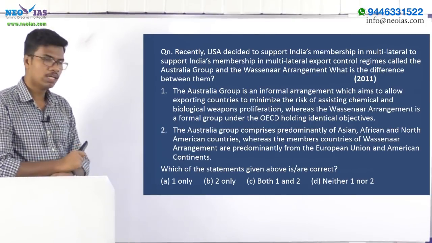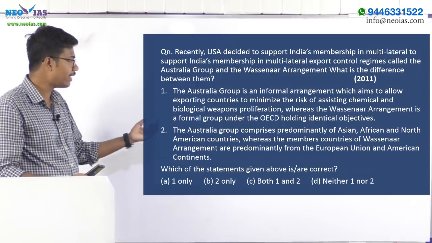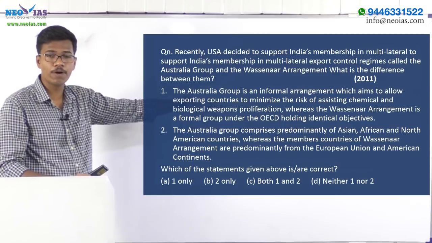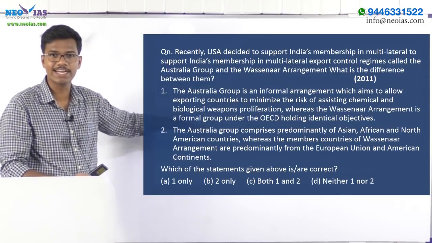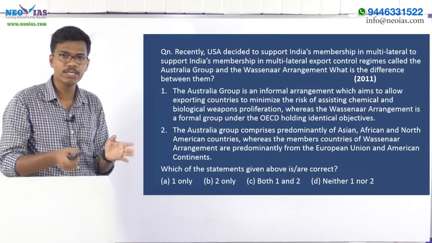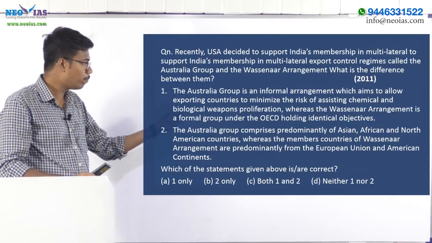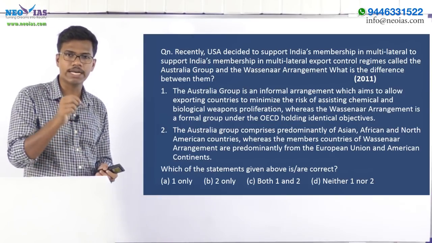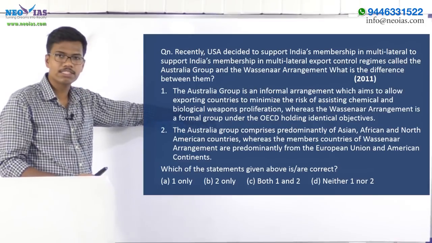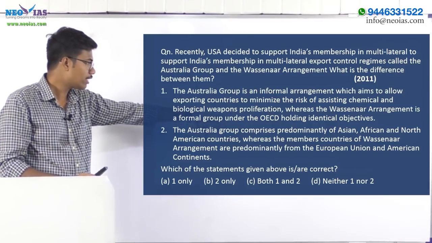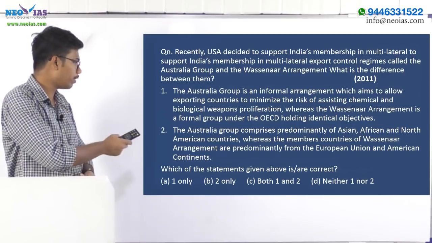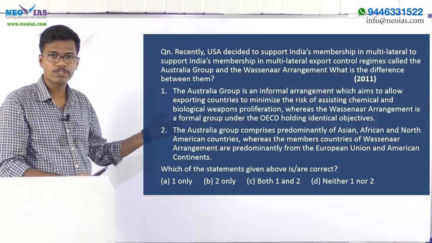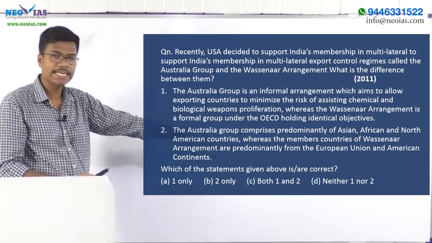Then our second statement: the Australia Group comprises predominantly of Asian, African and North American countries. Is that right, guys? No. That is again absolutely wrong. See, the Australia group never had a single African country. There is no African member in the Australia group. So that part is absolutely wrong. Whereas the members of the Wassenaar Arrangement are predominantly from the European Union and American continents, that is true. So our statement 2 is also wrong. So here our right answer is D, neither 1 nor 2.